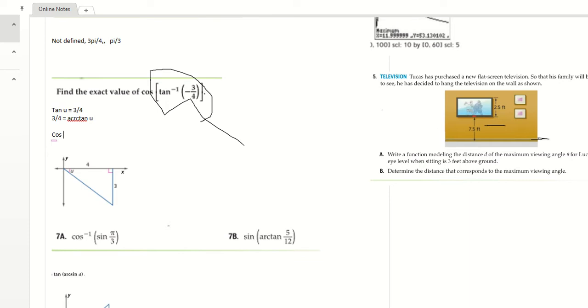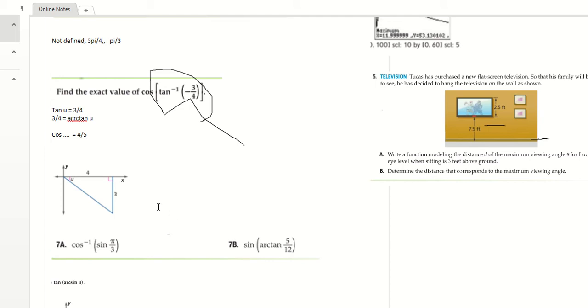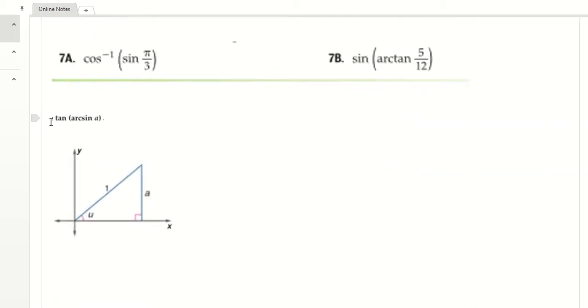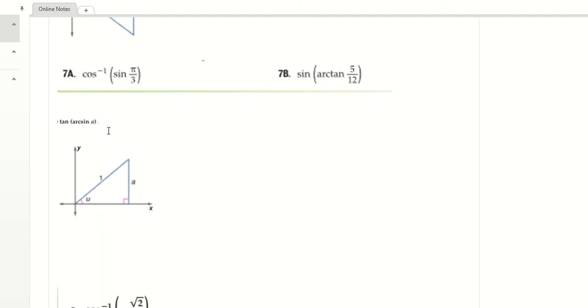Cosine of whatever that angle was. You can write the whole expression. The answer is 4 over 5. That's all. That's all you gotta know. Okay? And if you have something else in between, you can do that too. So you can do this pi over 3, sine pi over 3. That sine of pi over 3 is, what is this?